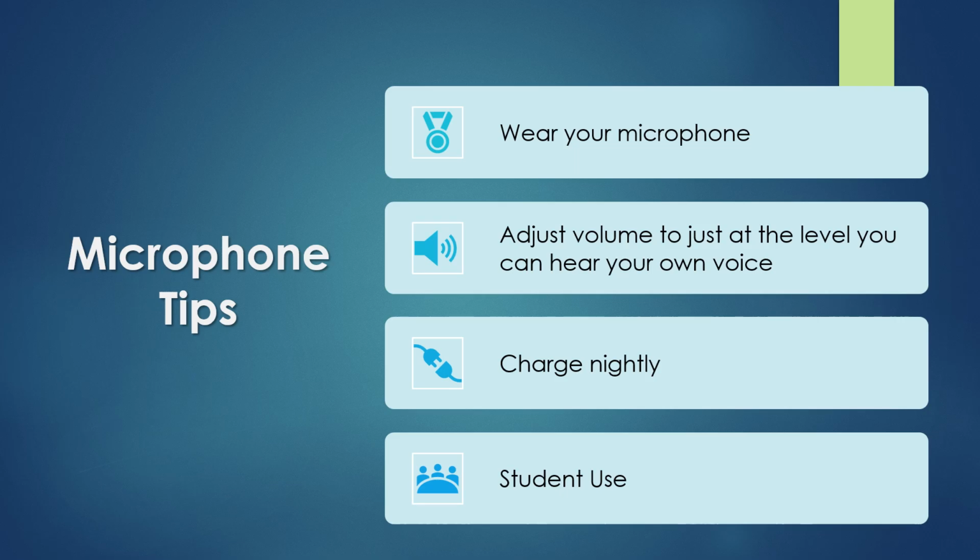Also, adjust the volume of your system. A microphone that is too loud can result in buzzing, feedback, or affect sensitive ears. Your volume should be just high enough to be heard. Slowly increase the volume, and when you can just start to hear yourself from the speakers of your system, stop there. Make sure to charge your microphone when not in use, and make the microphone available for student use as well.